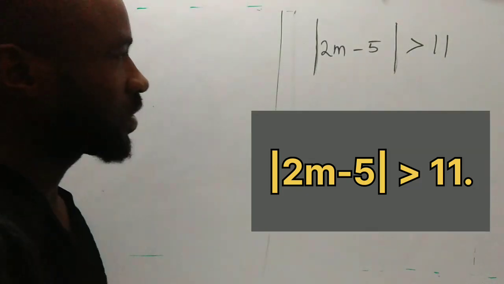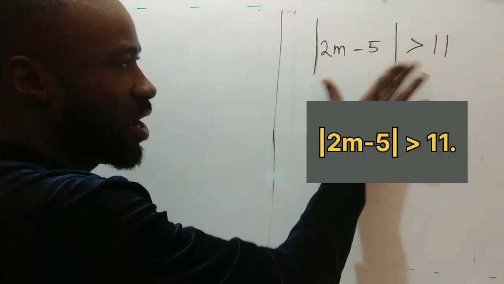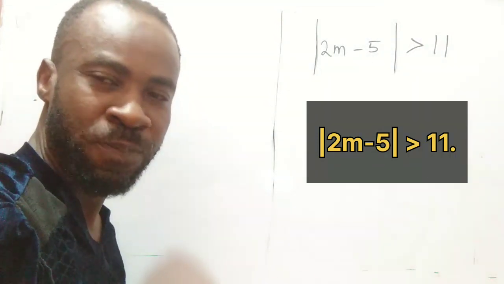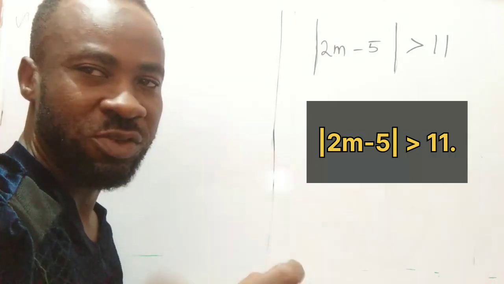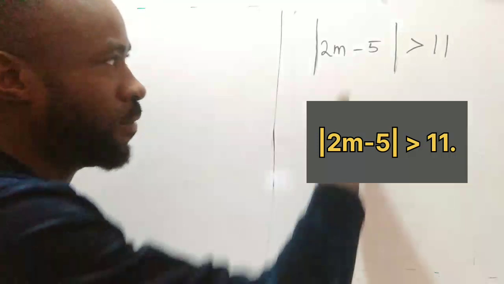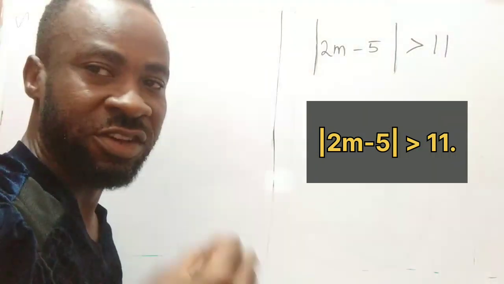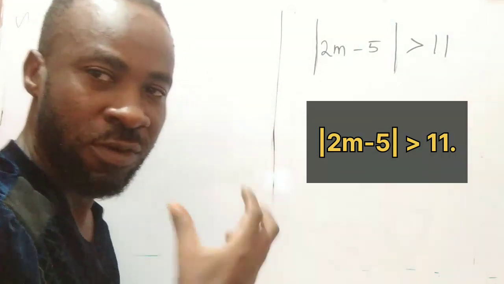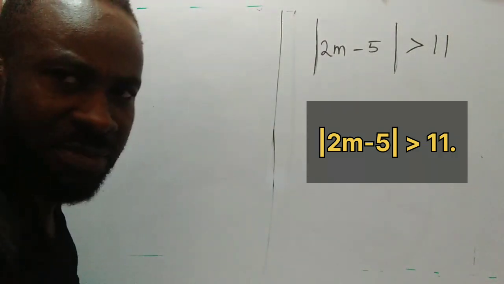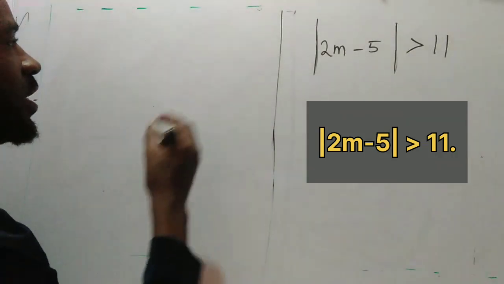Just as I said earlier, any absolute value inequality will always lead to a compound inequality, which means that you should not be having a single value for m. You should be having a range of values in two forms. So let's look at this. Let me explain this just as I did earlier.